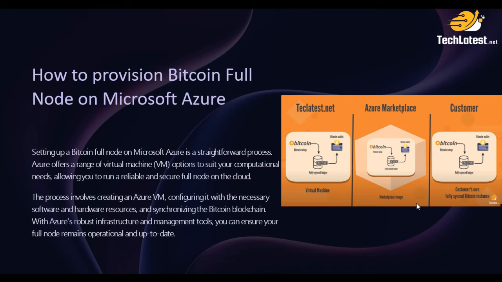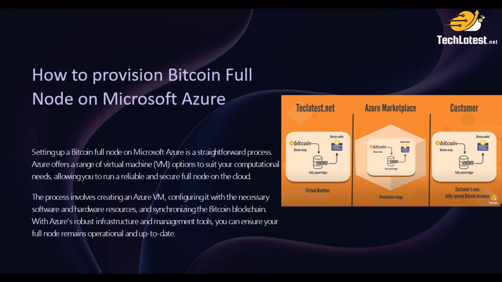We will show you the step-by-step process. Setting up a Bitcoin full node on Microsoft Azure is a straightforward process. Azure offers a range of virtual machine options to suit your computational needs, allowing you to run a reliable and secure full node on the cloud. The process involves creating an Azure VM and configuring it with the necessary software and hardware resources required for the Bitcoin blockchain. So let's start our demonstration process.